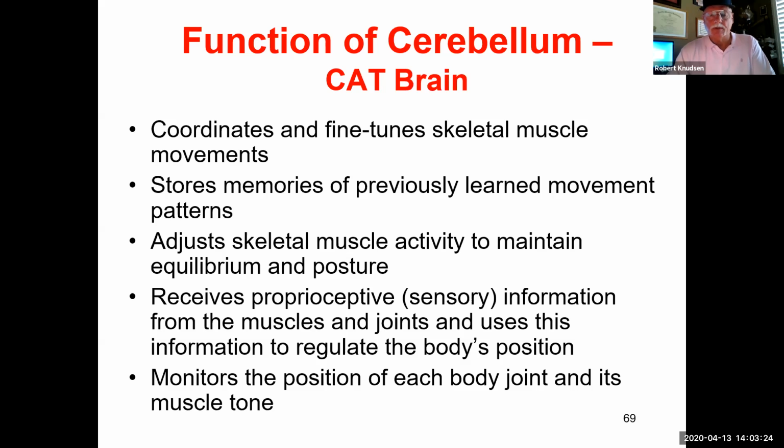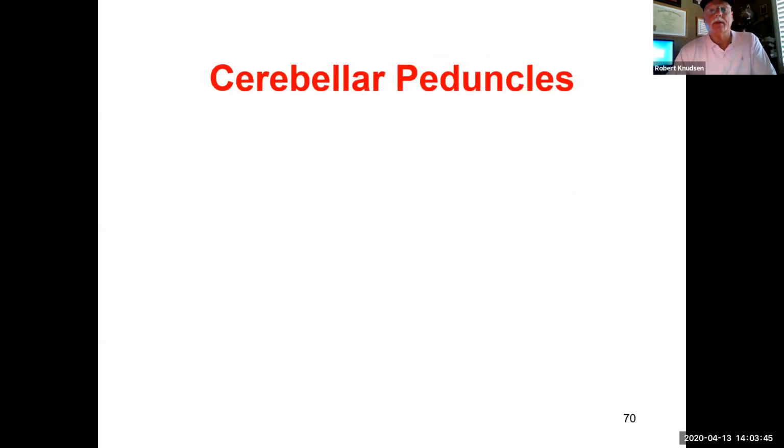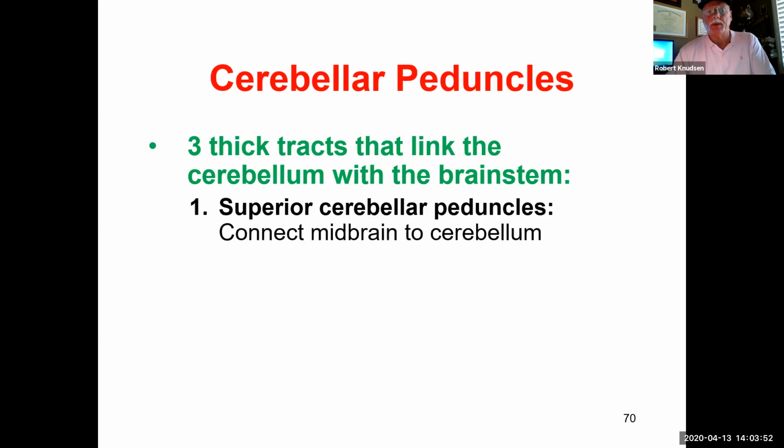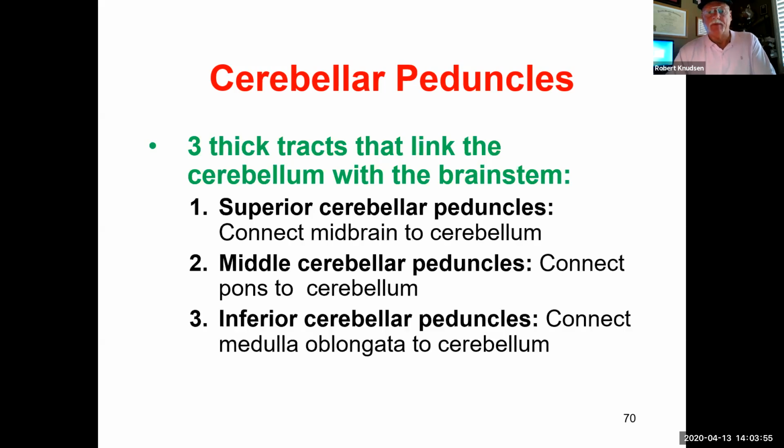Monitors position. I can't read this. Let me move this. Oh, muscle tone. Yeah, we talked about this guy, didn't we? Muscle tone: hypertonia, hypotonia. There's really nothing more to say to that. The peduncles. It says 3 thick tracts that link the cerebellum to the brainstem: superior, middle, and inferior. We've already talked about it 3 times. You can read it, pause it, write it down.